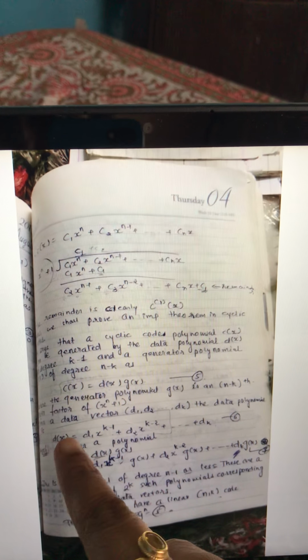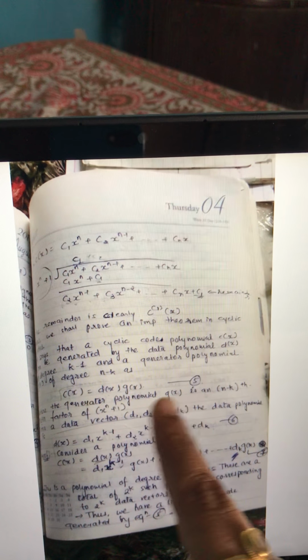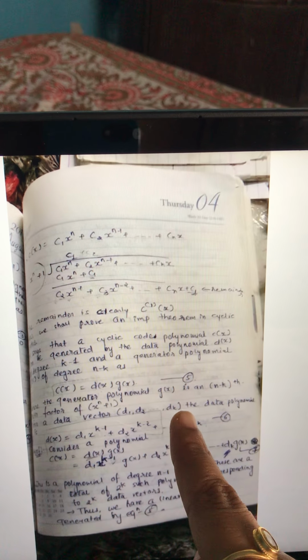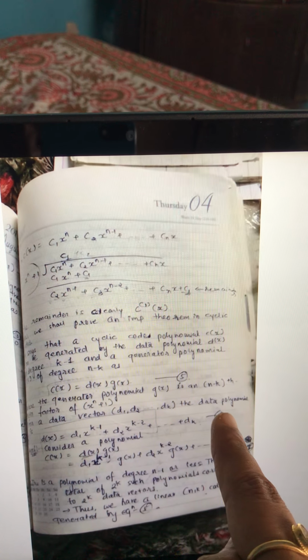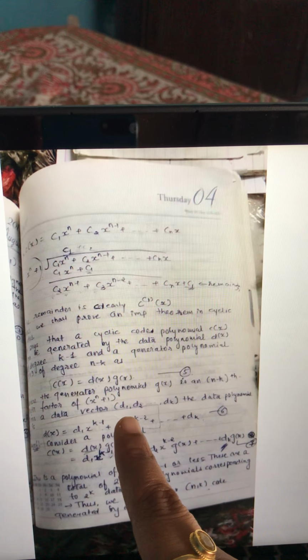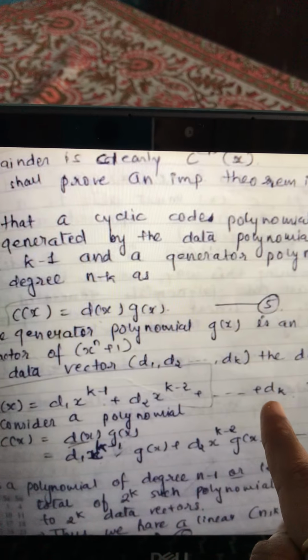So the sequence can be written as C of x is equal to d of x into g of x, where c of x is the coded sequence, d is the data sequence, and g is the generator polynomial sequence. So what will be the d of x? If it is a data vector, it will be written from d1 to dk, because as per (n,k) codes, k will be the data bits. So d1 to dk is your polynomial sequence. D of x is equal to d1 into x raised to k minus 1 plus d2 into x raised to k minus 2 up to dk.